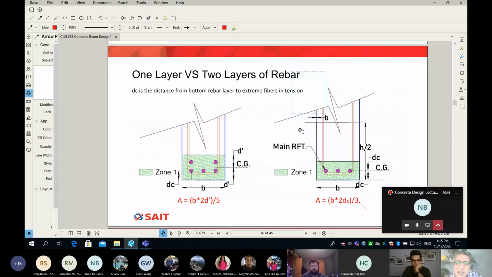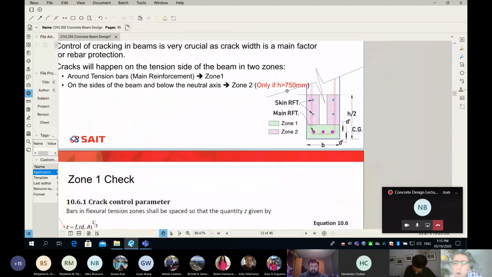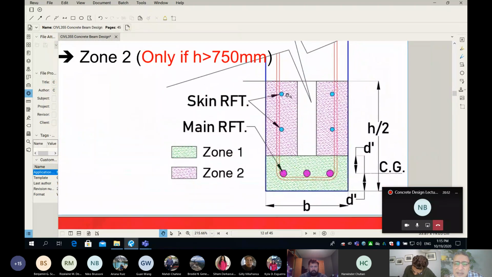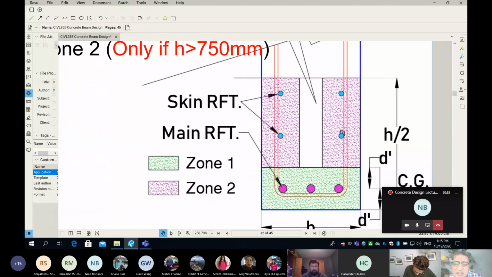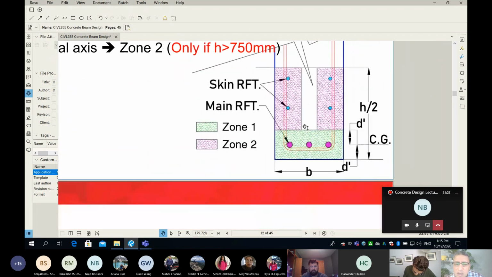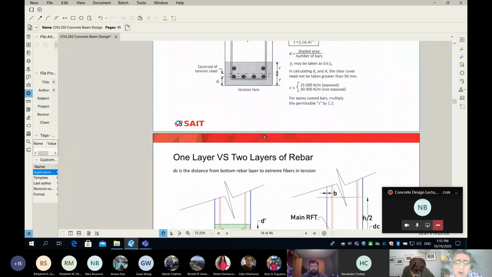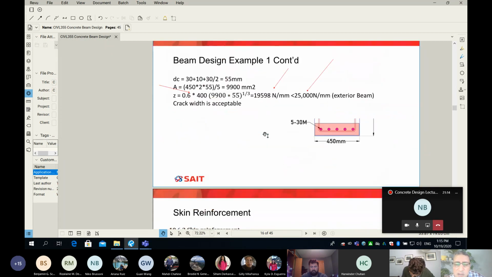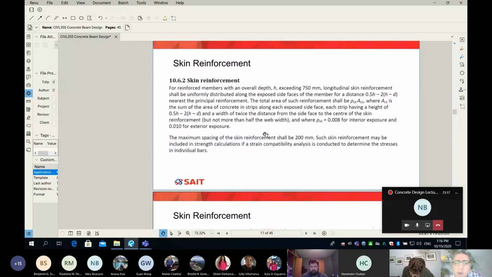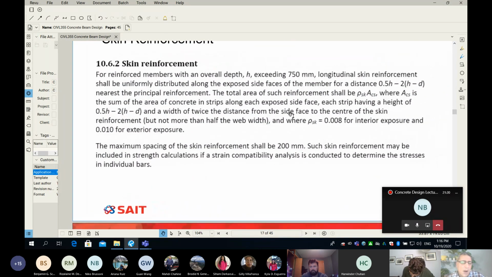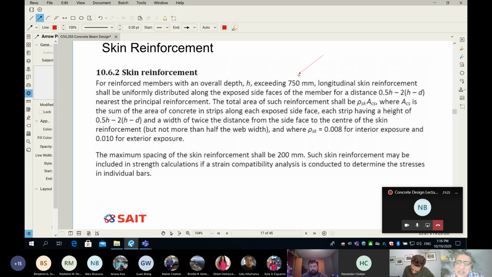So guys, next is skin reinforcement. What is skin reinforcement? It's there in this picture. Those bars in cyan, those 4 bars, we call them skin reinforcement. Are they always required? Do we have to provide skin reinforcement all the time? No, it is only when the overall thickness of my beam, which is h, is more than 750, which means 800, 850, 900, and so on. In this case, we have to provide what we call skin reinforcement. It's very clear. It says here, if h exceeds 750.